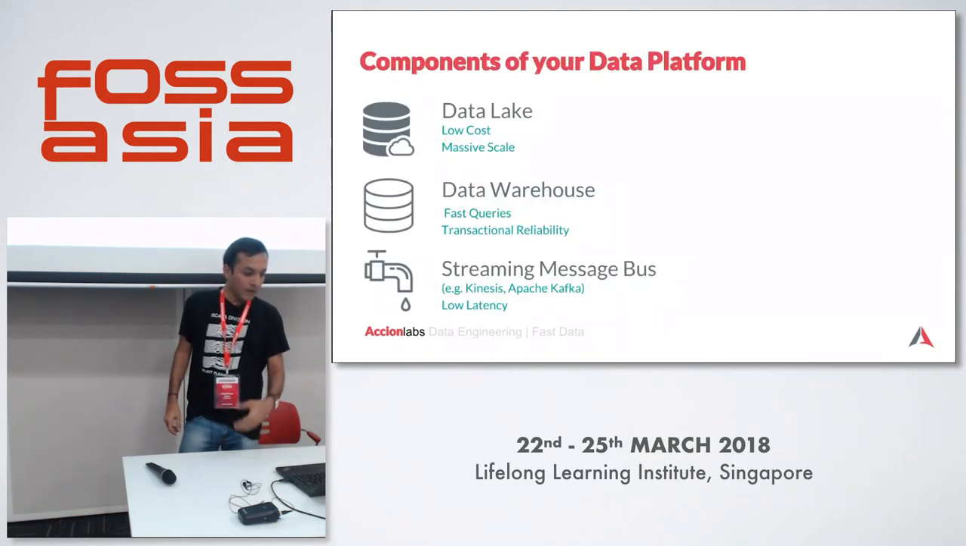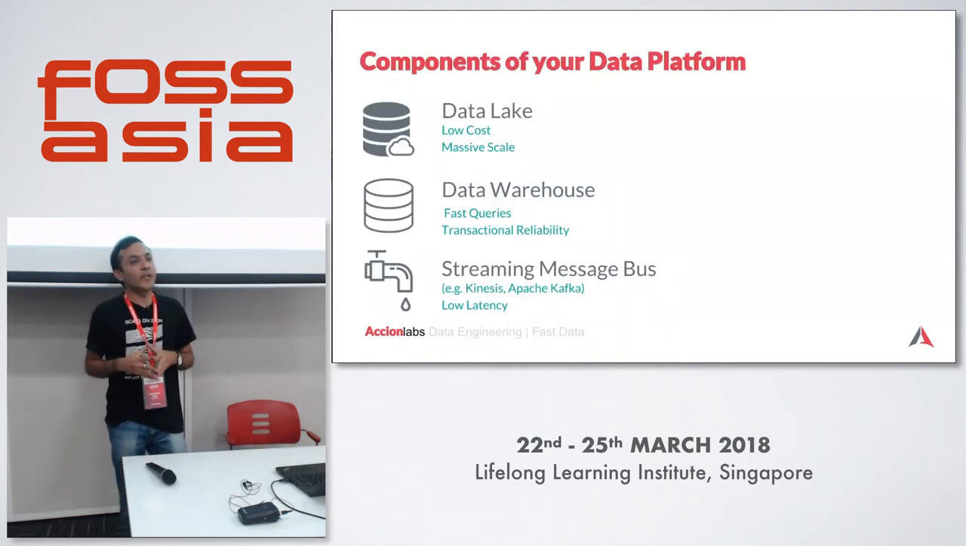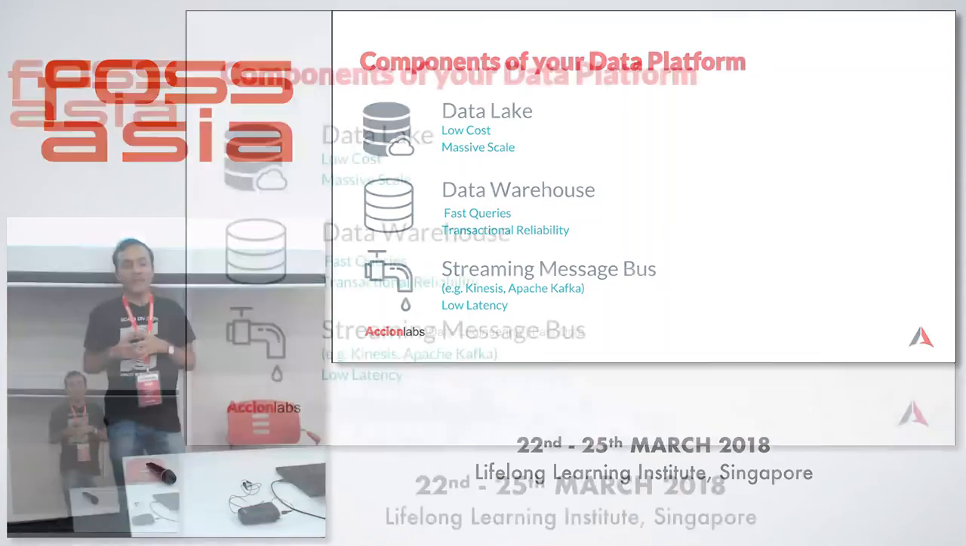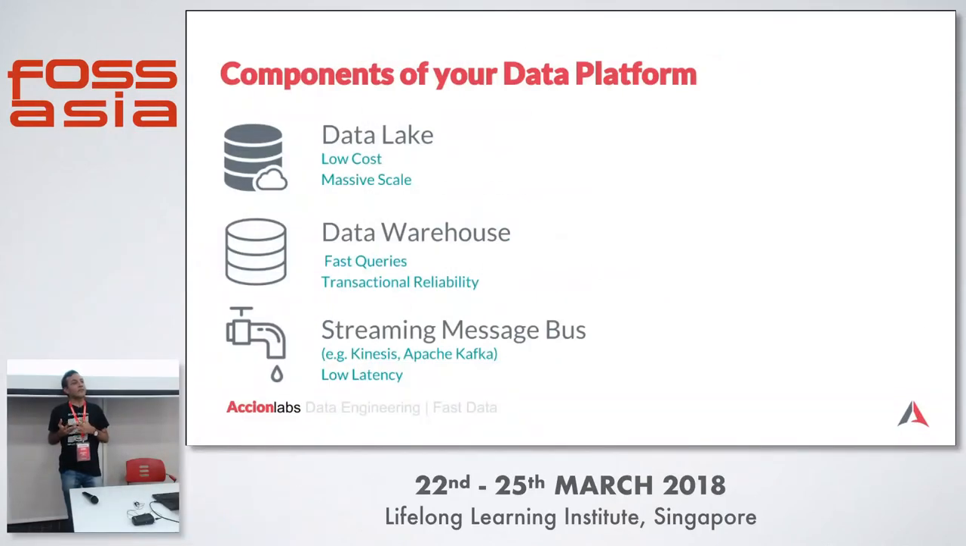So before the case study, when you create the architecture of a big data or fast data architecture, and I'm talking about fast data, as soon as you get your processed data, it makes value for your customer. You have three main components: a data lake, a data warehouse, and a streaming message bus.